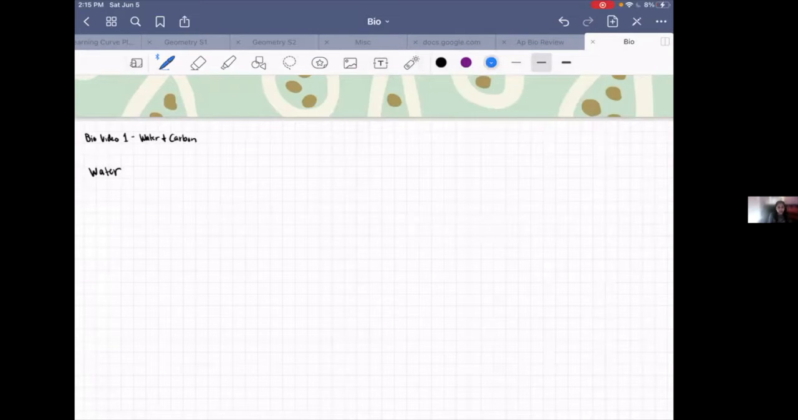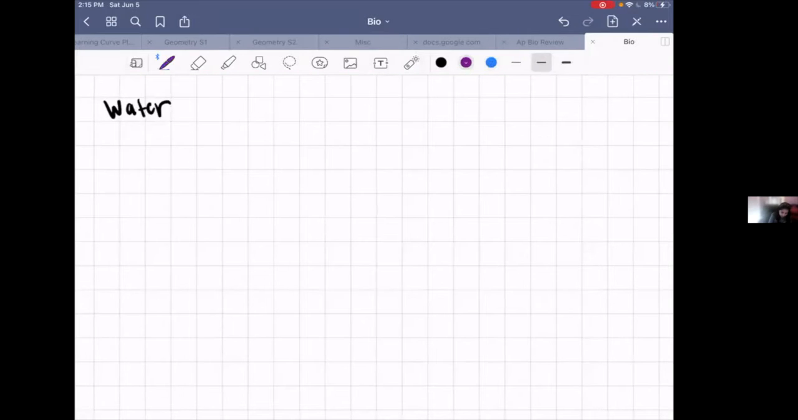All right, so first we need to talk about water. So the structure of water looks like an oxygen with two hydrogens attached to it. And this has a bent structure because, as you can see, it literally bends right there. So that's why we say that water has a bent molecular structure.